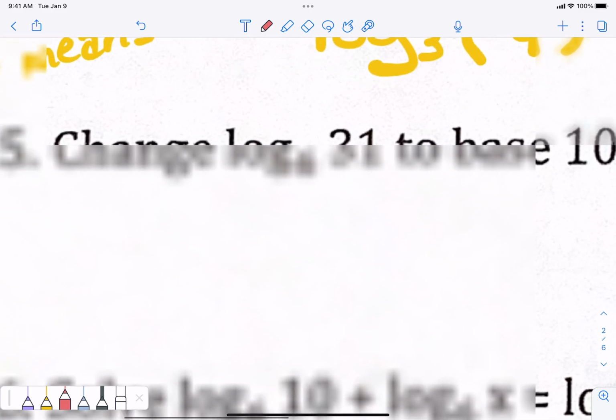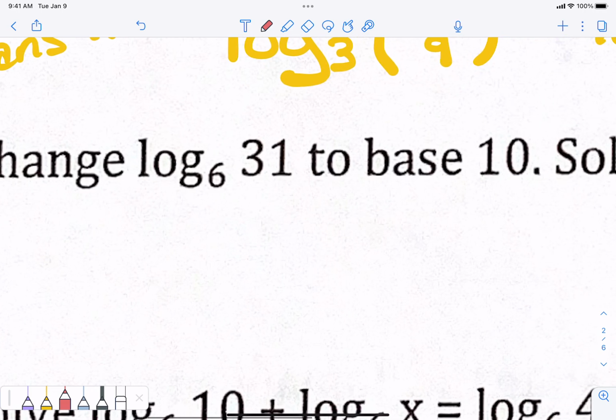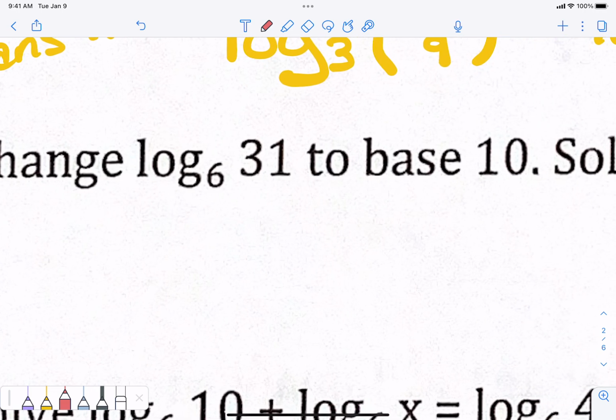Change log base 6 of 31 to a base of 10. And then solve. Okay? Oh, I like these things. So, to a base of 10. Right now it's a base of 6. And most calculators think in base 10.